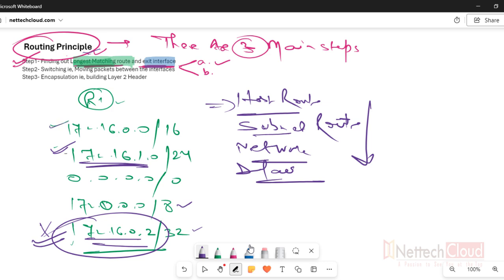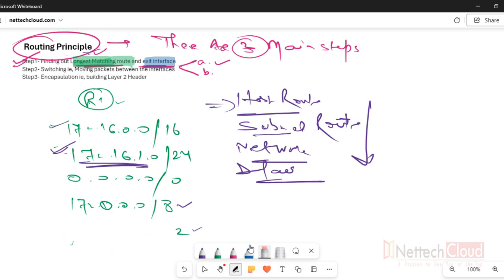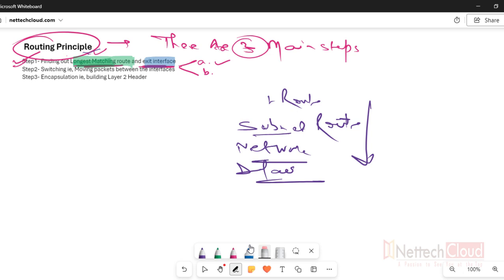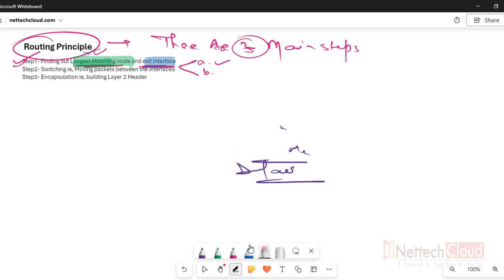That's the first step, right? So in this case, if we are trying to communicate with the host IP 172.16.0.2, then definitely this route will be used here, the longest matching route. And let me clarify another important point here, because I've seen a lot of engineers very confused with this concept, longest matching route, and also with the AD value and metric.